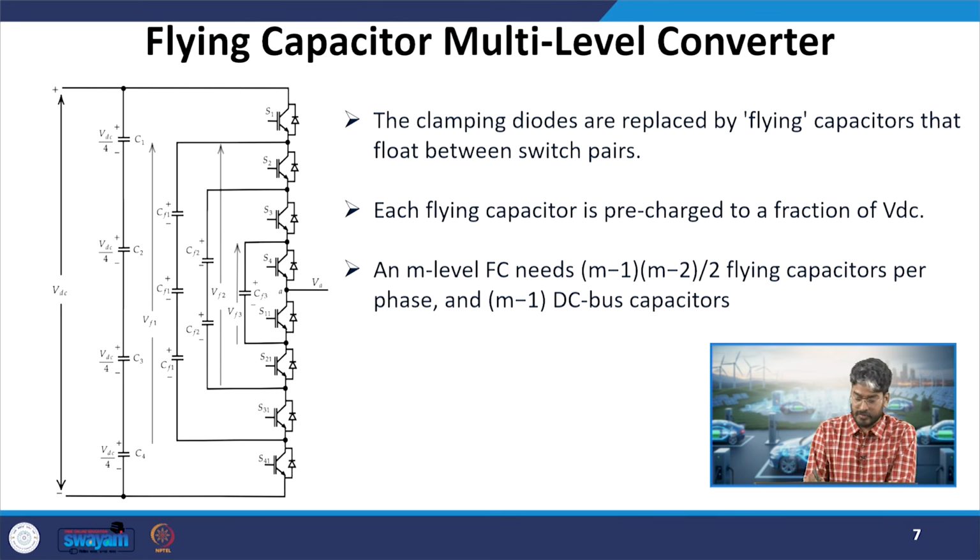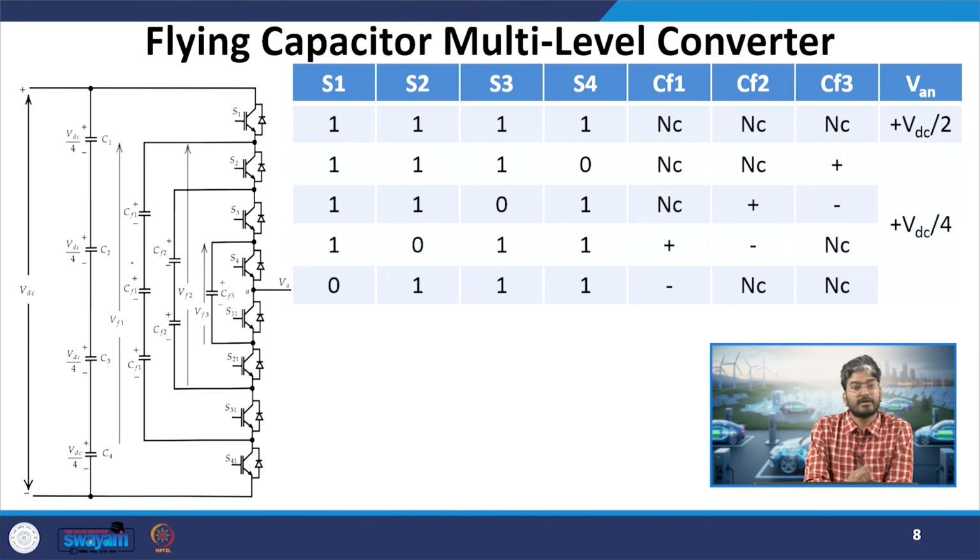So we have started a discussion on the voltage levels and what will be the switching combinations in this circuit. In this circuit, the number of flying capacitors which will be required is (m minus 1) into (m minus 2) by 2, whereas in our previous case the diode requirement was a bit higher than this number, and we have m minus 1 bus capacitors which will be connected across the bus. The voltage rating of each of the capacitors is considered to be VDC by 4 in this case. So that's why we have one capacitor, two capacitors as CF2 and 3 capacitors as CF1, because they will be charged to 3 VDC by 4.